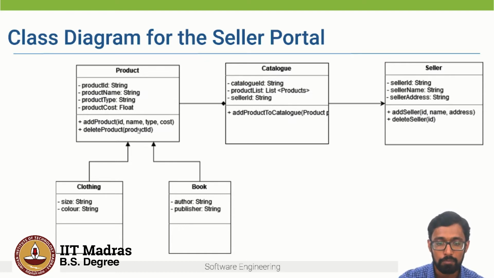And the bottom compartment contains the operations that the class can execute. So for example, the product class has a member function known as add product. So you can add a product and assign its ID, name, type, and cost. You can delete a product by its product ID and so on. So each of these classes contains data members and functions which are necessary to realize the behavior of the seller portal.